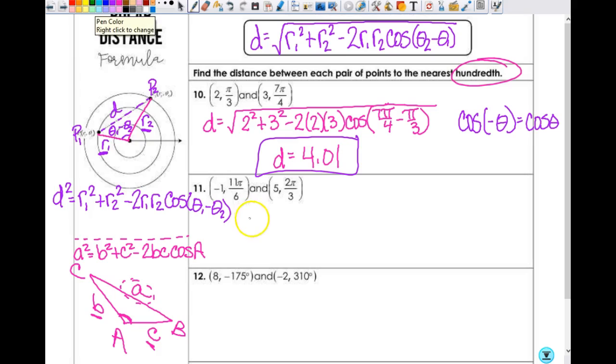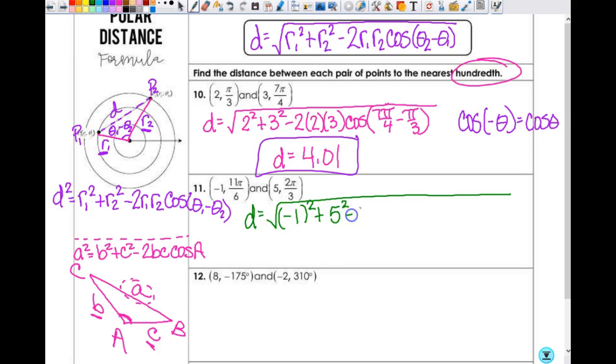We got d equals, and we're going to substitute this in, and I get (-1) squared plus 5 squared minus 2 times -1 times 5 times the cosine of 2 pi thirds minus 11 pi sixths. And nobody has to type it in backwards because it's not going to matter. So go ahead and get that. Make sure you can type it in, and let's get the right answer, and then we will move on.